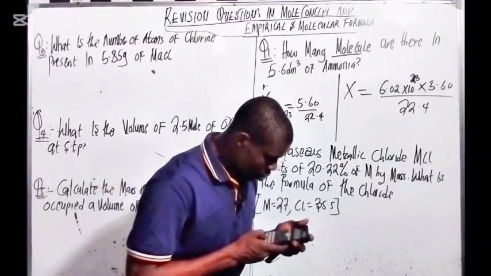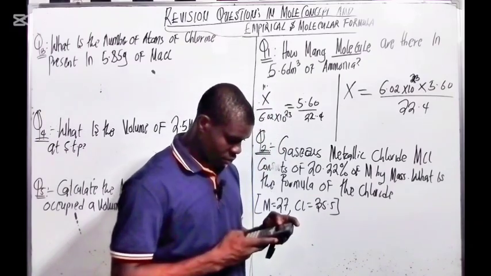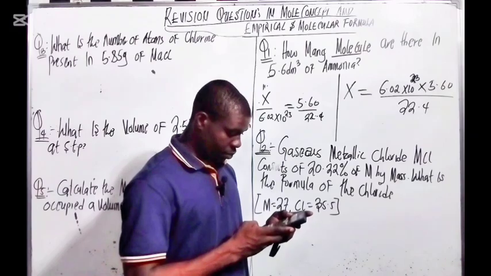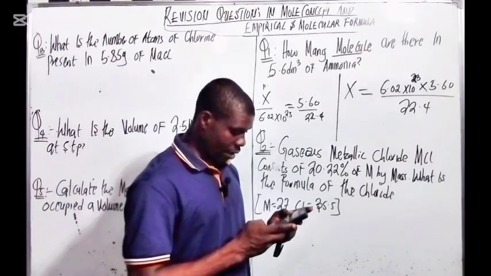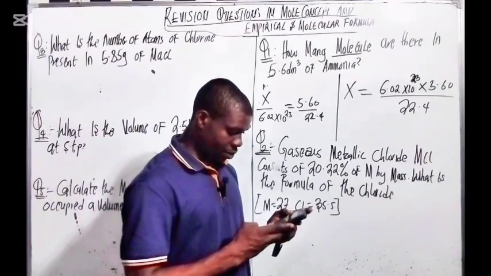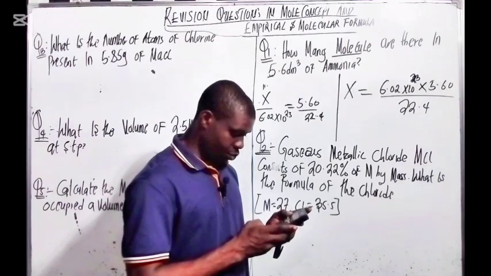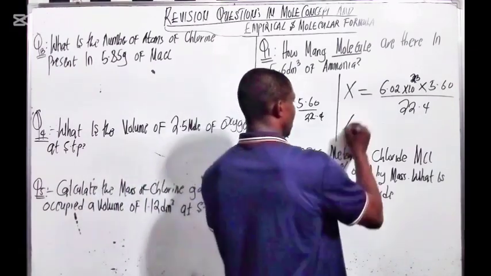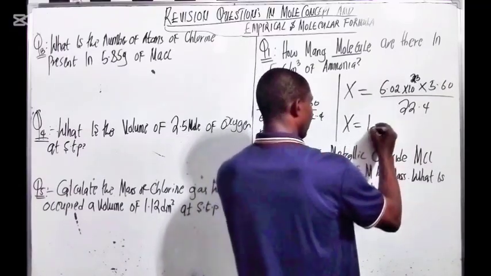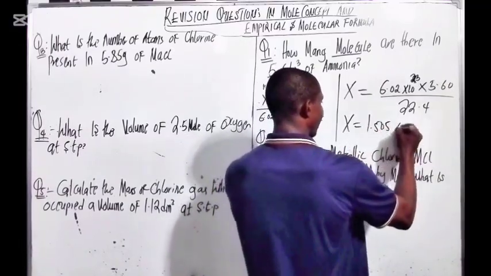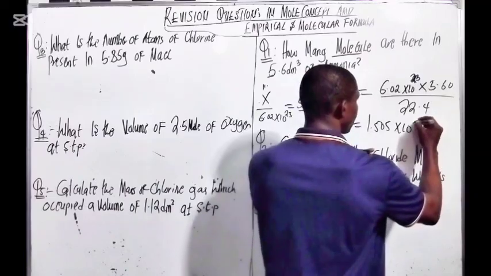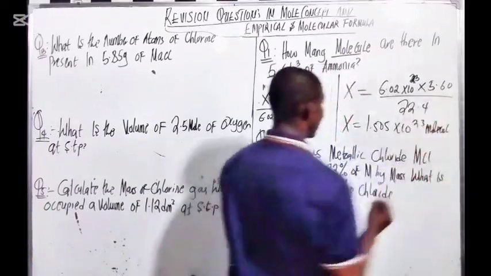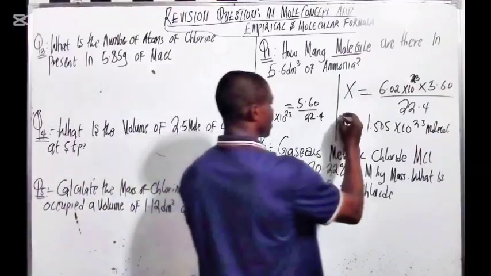So what will it be? You have 6.02 exponential 23 times 5.60, right? Divided by 22.4. So you're going to divide by x now. X equals 1.505 exponential 23 molecules. This is the answer here. Do you understand? This is the answer here.